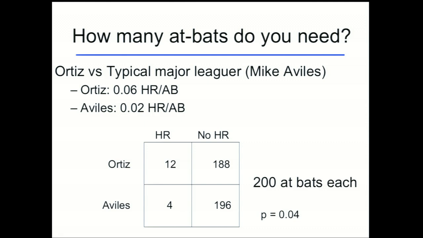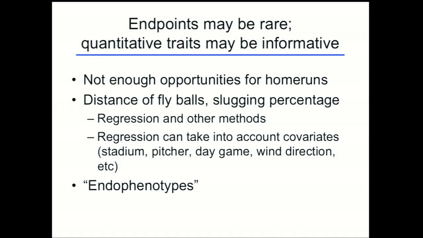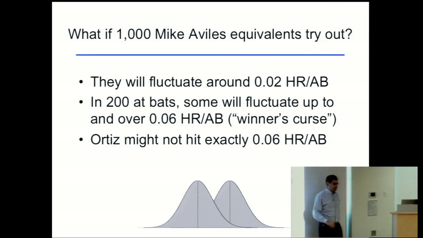So how many at-bats would you need to see a statistically significant difference? If you had 200 at-bats each, which is a good chunk of a season, you can get a barely nominally significant result if both have the typical outcome. And I should say this is not how you calculate power. You don't look at the typical outcome. There are power calculators that you can use to do this, and some of those are listed here. All right, and this is basically what I just said about quantitative traits, so I'm going to skip over this. This is one of the key points that I want you to take home.